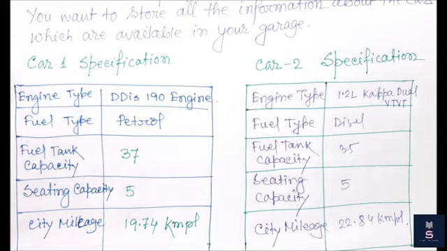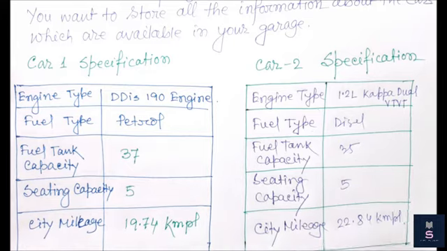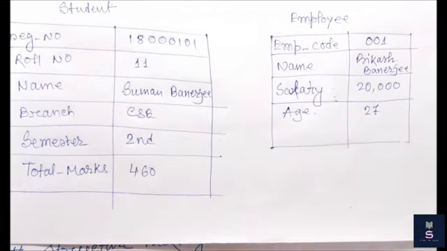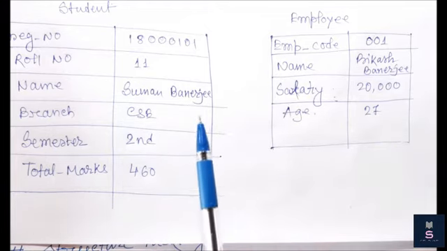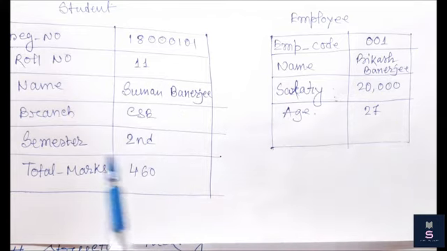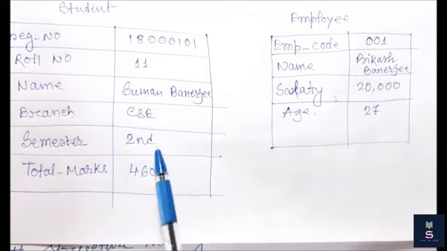So what is the solution? What is the alternative for this purpose? Consider another example, student information, where I want to store the registration number of a student, the roll number, and the name of a student, for example Sumon Banerjee, branch CSC, semester 2nd, total marks 460.